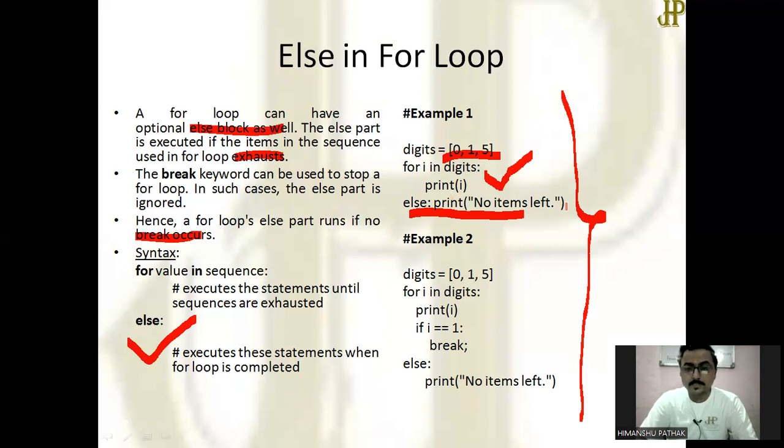But in example 2, I kept some condition. If i is equal to 1, then break. So it means it has not gone to the last element 5. Thus, the else part will also not be executed. So it will print only what? 0 and 1. Clear?